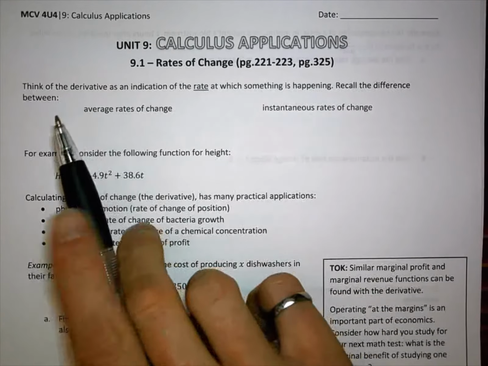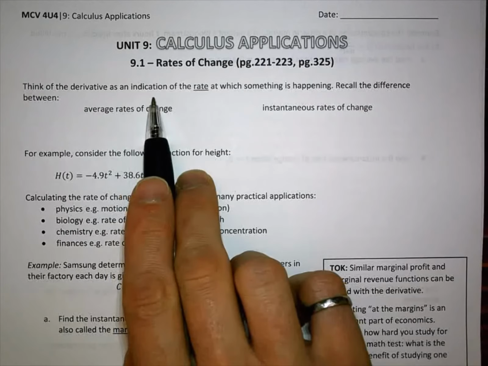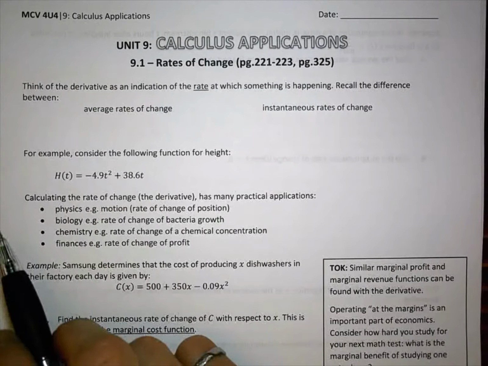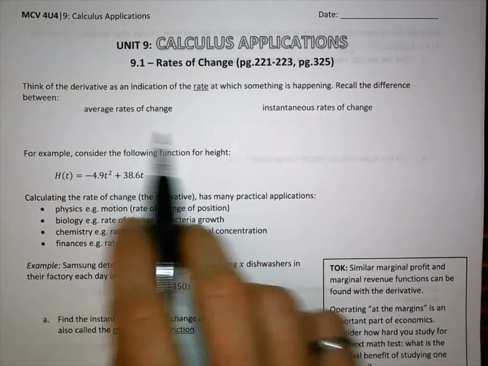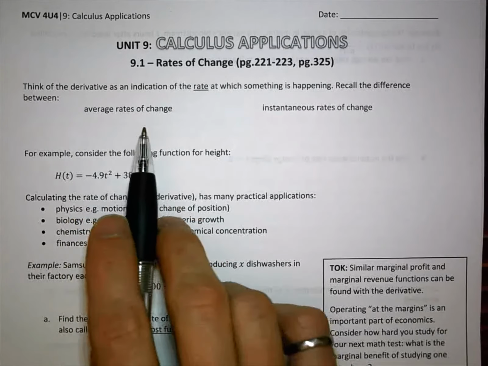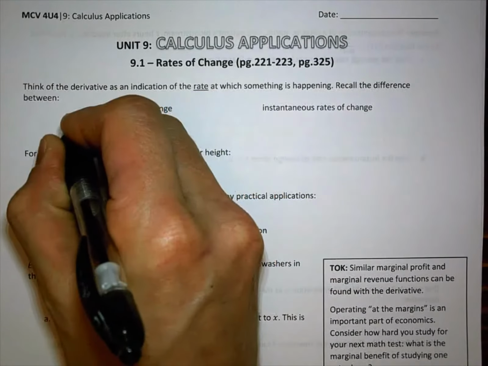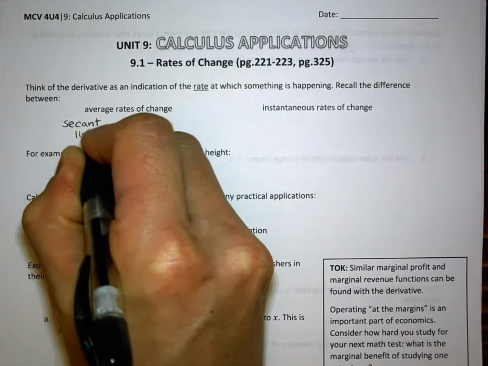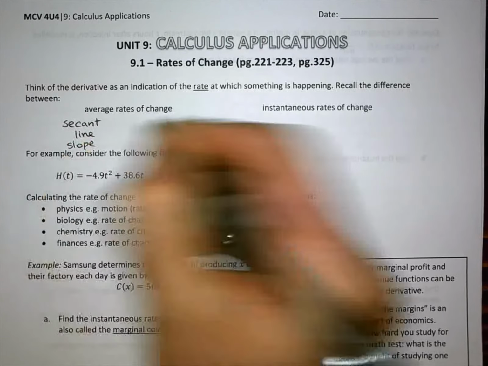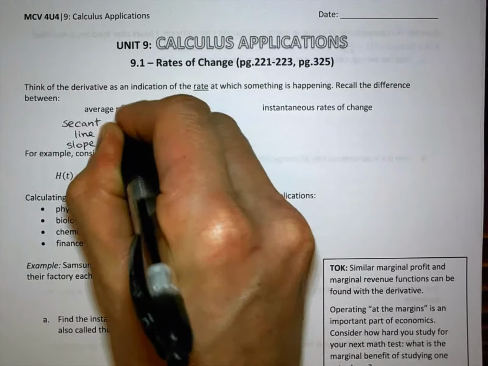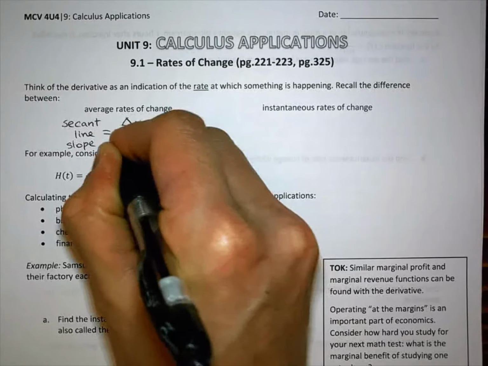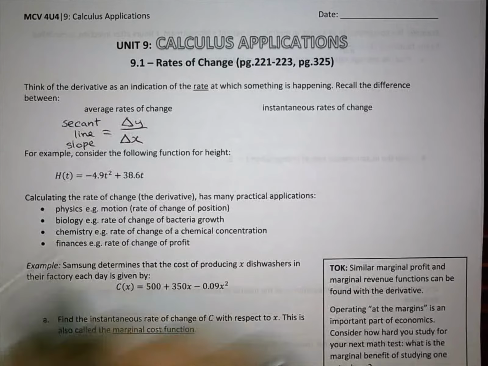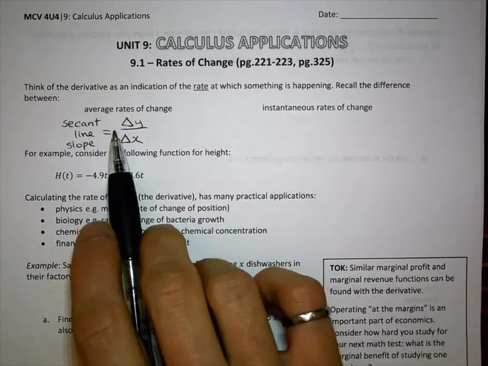So as a bit of a refresher, think of the derivative as an indication of the rate at which something is happening. Remember, the derivative is a slope. Now we learned in our last course, the average rate of change is something you would have found before calculus. This would have been the secant line slope. This is where you have 2 points and you use the slope formula. So you have change in y, or y2 minus y1, over change in x, x2 minus x1. The average rate of change is not great, but it's the best we could do before calculus.